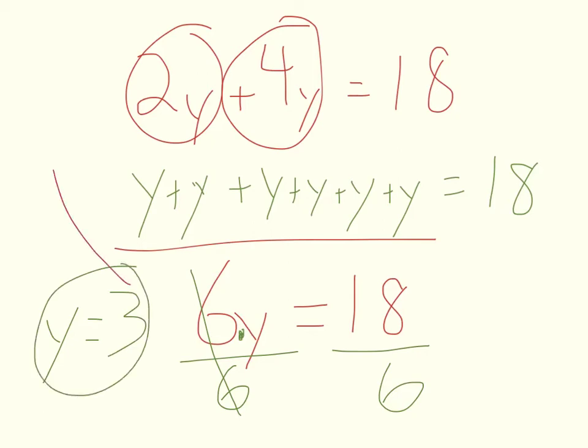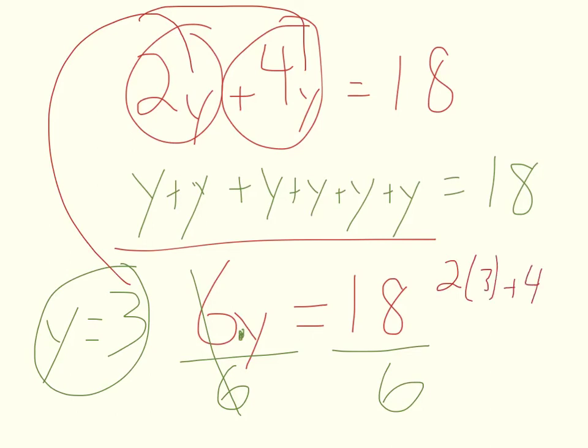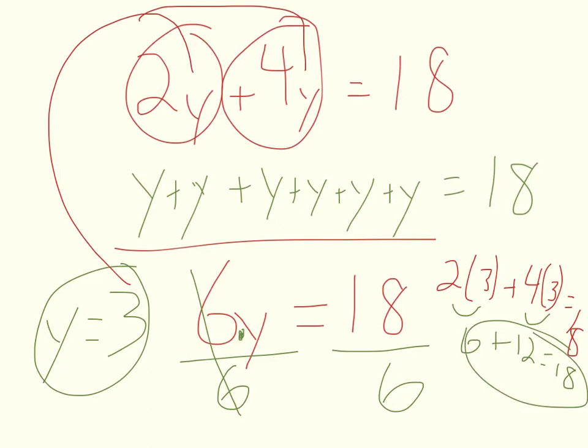We take that number and plug it in up here and here. Now, if we were to do that, we would say that 2 times 3 plus 4 times 3 equals 18. Sorry, I'm running out of space there. Let's make sure that's true. 2 times 3 is 6, plus 4 times 3 is 12, equals 18. Does 6 plus 12 equal 18? Yes, so we were correct.